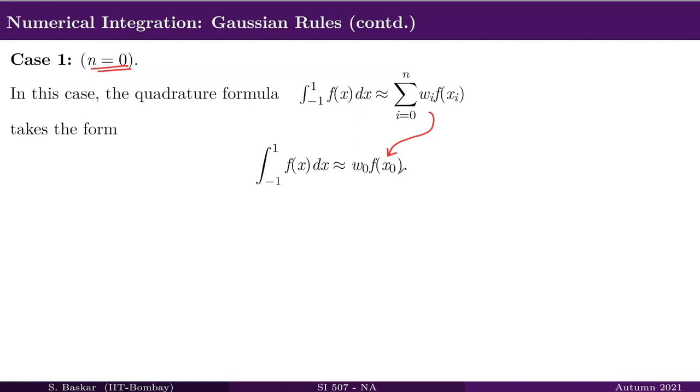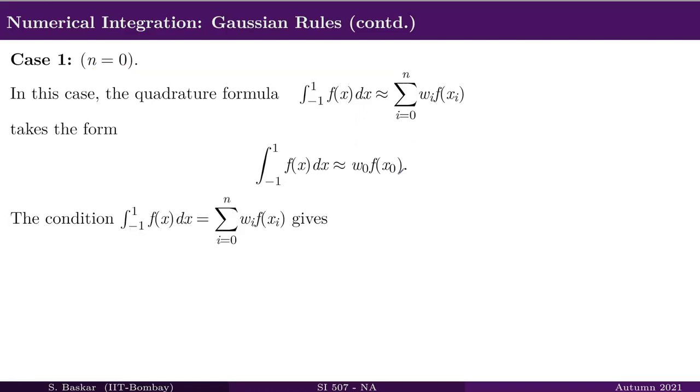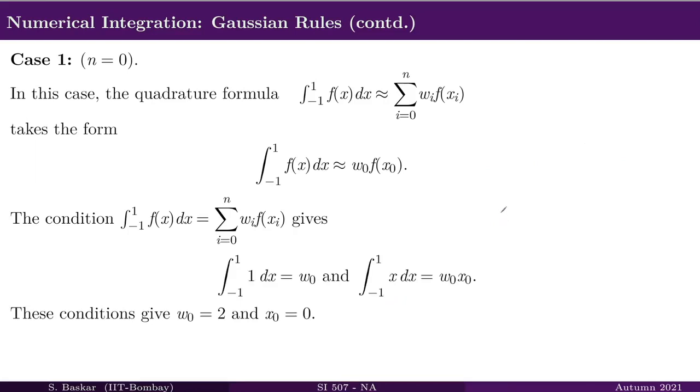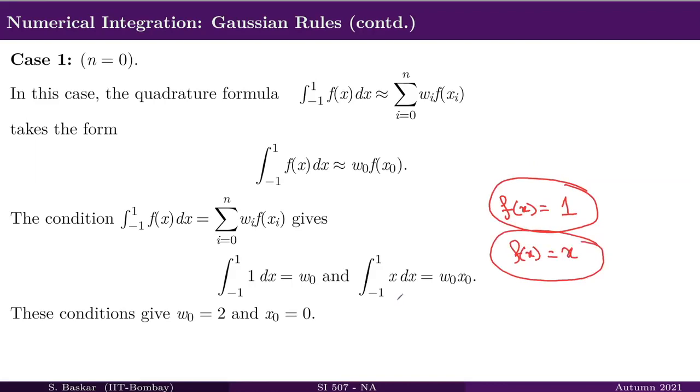But here what we do is we will not choose x naught. We will also try to obtain x naught as well as, of course, w naught, such that this quadrature rule is exact for polynomials of degree how much? Less than or equal to 2n plus 1, right? n is equal to 0, therefore the degree is less than or equal to 1. Therefore, you have to impose the condition when f of x is equal to 1, that is one condition, and f of x equal to x, that is the second condition.